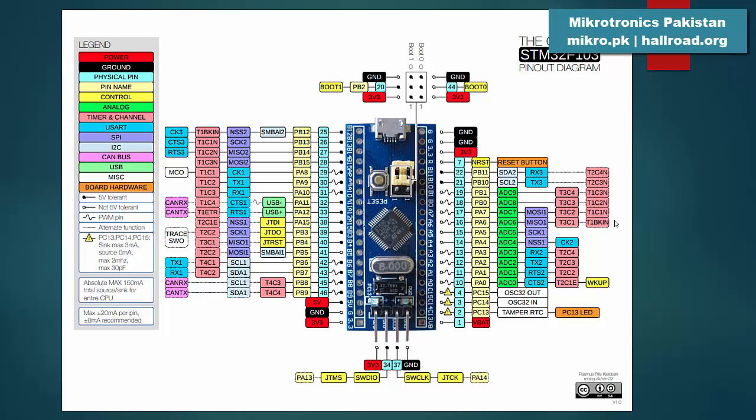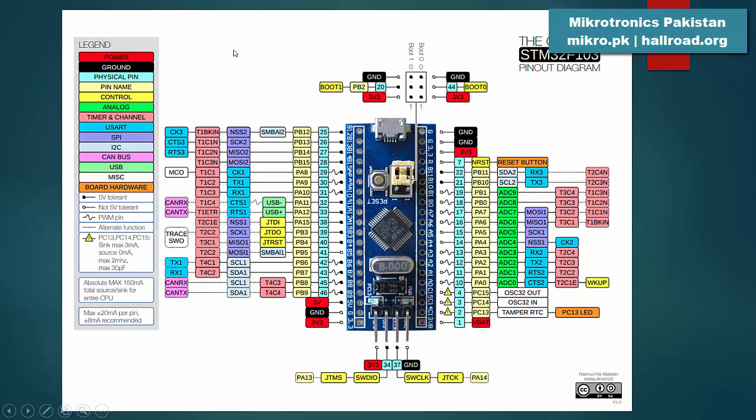So this is the map of this blue pill board. This is called blue pill. It's just a name, nothing special about it. There are many other boards available in the market based upon this microcontroller and other microcontrollers, but this one is very economical and easy to get from your local vendors, even on online stores.